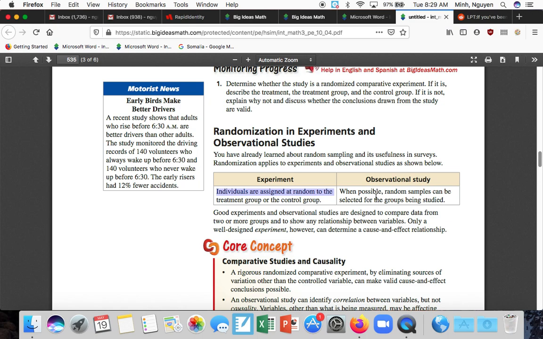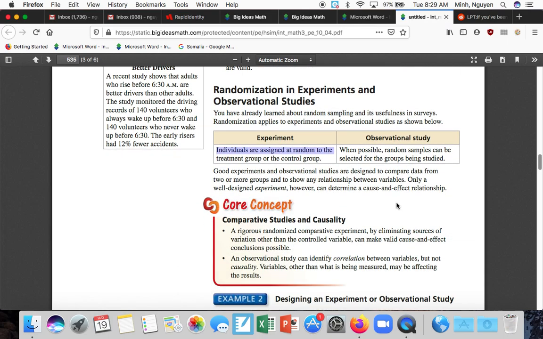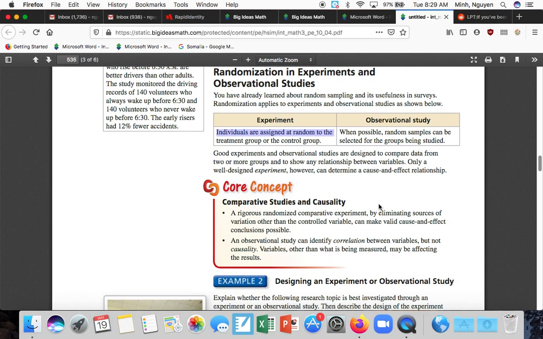In an observational study, when possible, random samples can be selected for the groups being studied. So when you're trying to study something, you don't have to look at a whole population, but you do have to look at random samples. When you're picking the people to observe, if there's like 10,000 people in the population, you can't observe them all. You want to randomly pick the people that you do interview to get a good idea of what the overall picture is, and not just look at one subgroup in particular.